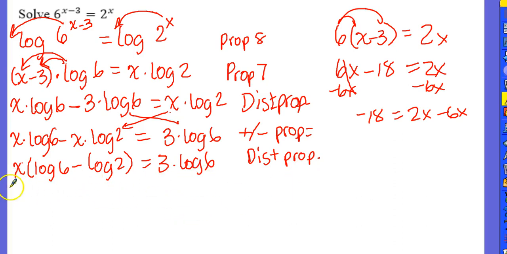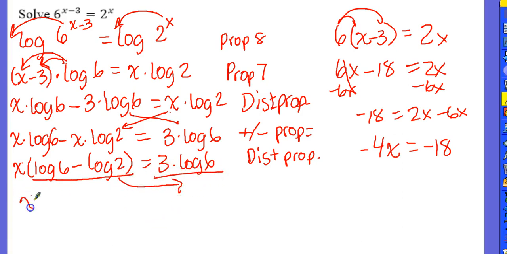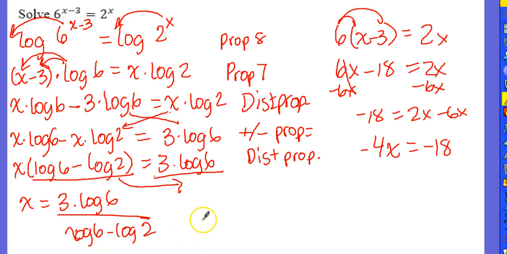Now what would I do? So like if I had this, guys, negative 4x equals negative 18, how would I isolate x? I divide by negative 4. So to isolate this x, I'm going to divide by that and put it over there. So x is equal to 3 times the log of 6 divided by the log of 6 minus the log of 2. And I'm going to have to plug it into my calculator. That's the division property of equality. I divided both sides by that quantity.